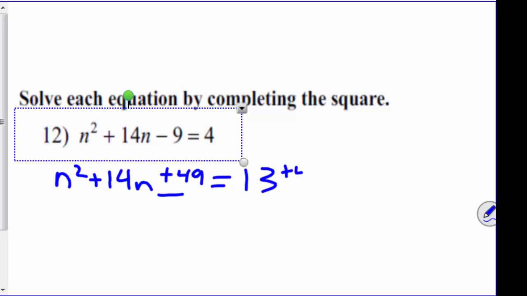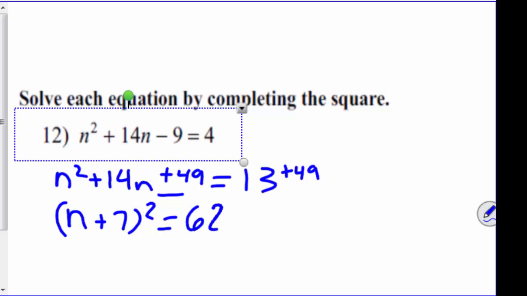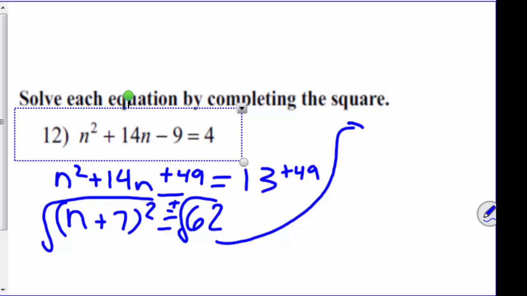So now we know that trinomial factors to n plus 7 quantity squared. So now we can take the square root of both sides. Remember to put plus and minus by the square root of 62. And we're left with n plus 7 equals positive and negative radical 62.